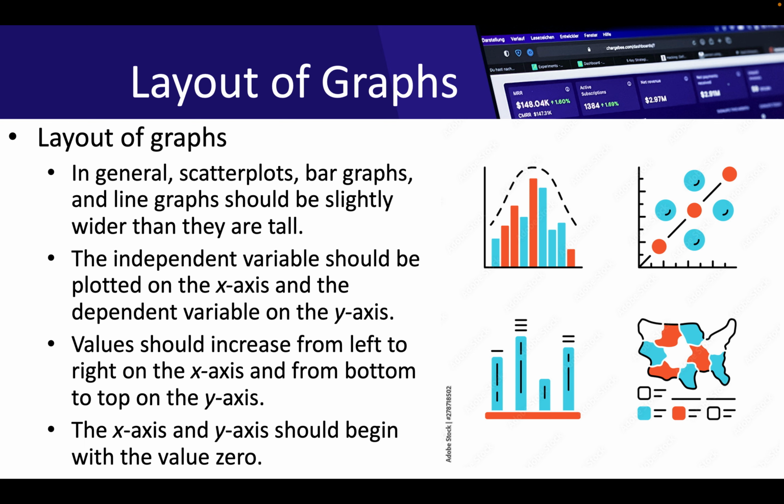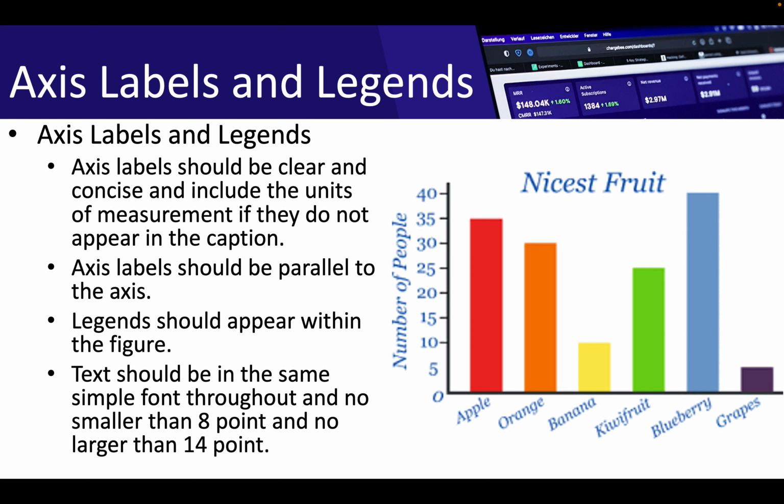In general, scatter plots, bar graphs, and line graphs should be slightly wider than they are tall. The independent variable should be plotted on the x-axis and the dependent variable on the y-axis. Values should increase from left to right on the x-axis and from bottom to top on the y-axis. The x-axis and y-axis should begin with the value 0. 0 right there. Okay.